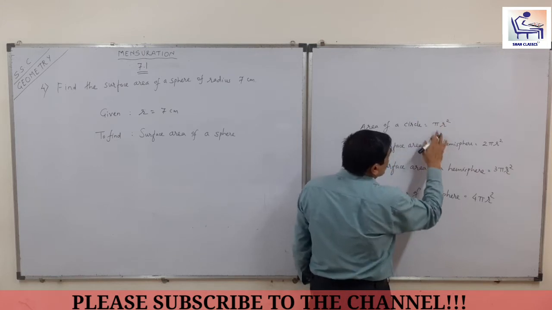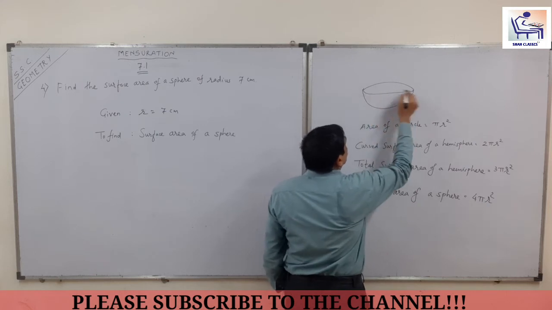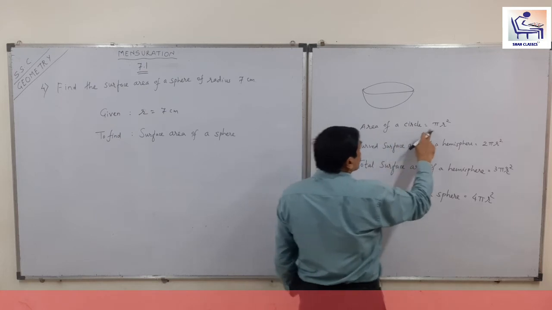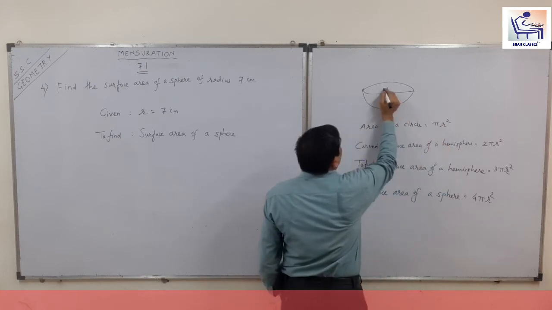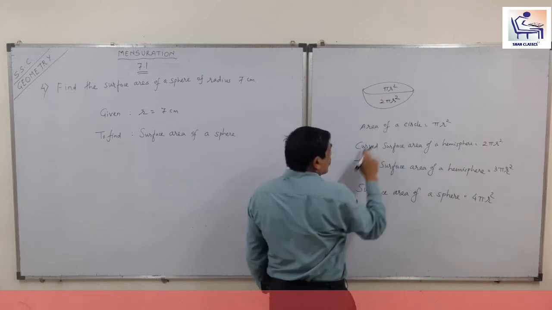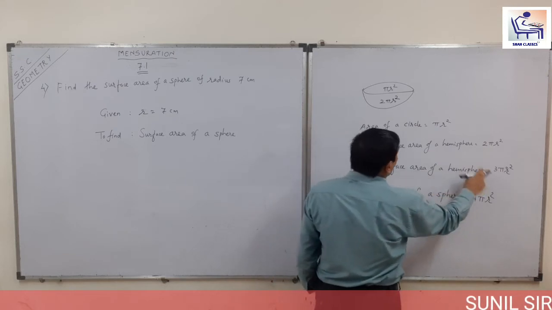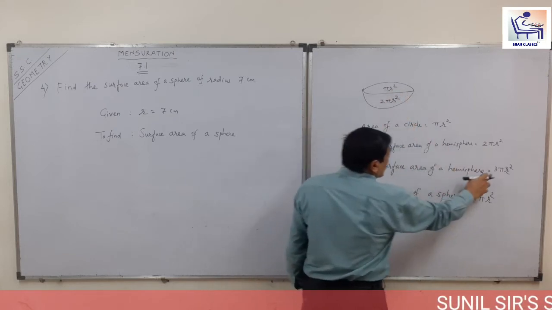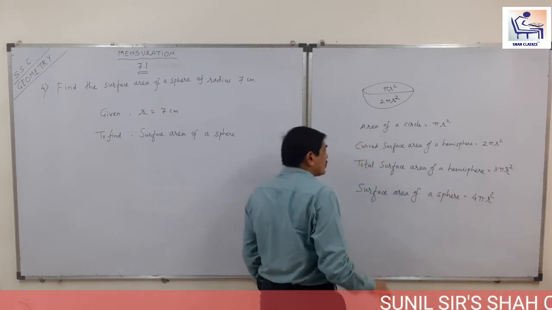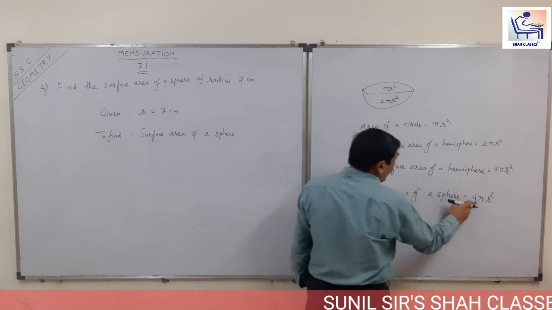So just for your knowledge purpose, pi r square is the flat surface area. Okay, so this is the flat surface area of a hemisphere, also you can say area of a circle. So that is your pi r square. Now what about this? 2 pi r square. Okay, curved surface area of a hemisphere is 2 pi r square, and total surface area of a hemisphere is 1 plus 2, that is 3 pi r square, and surface area of a sphere is 4 pi r square. So if half is 2 pi r square, then the complete is 4 pi r square.